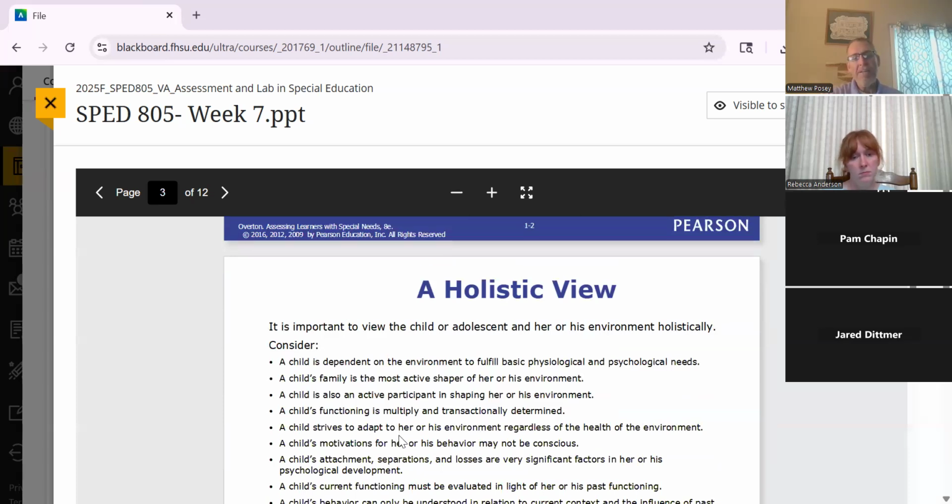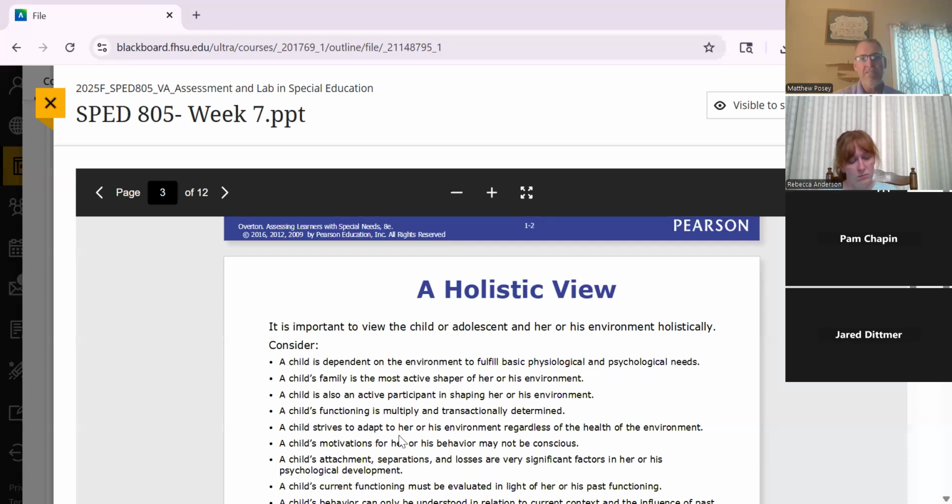Another thing they talk about here when we look at determining test results is taking a holistic view. I mentioned early on in this class, don't rely on one assessment to determine whether a student's going to be placed in special education services. Okay, we need to look at kind of the whole picture. This slide talks about looking at the holistic view.